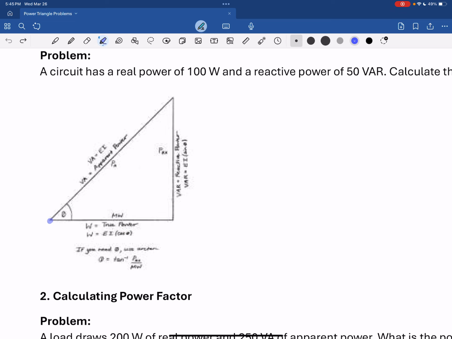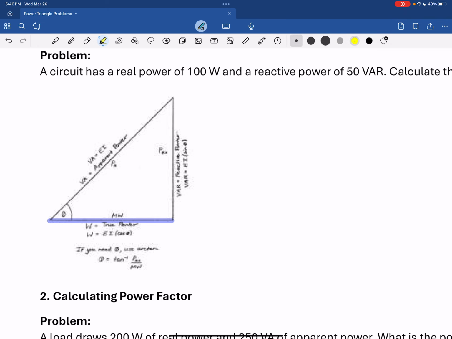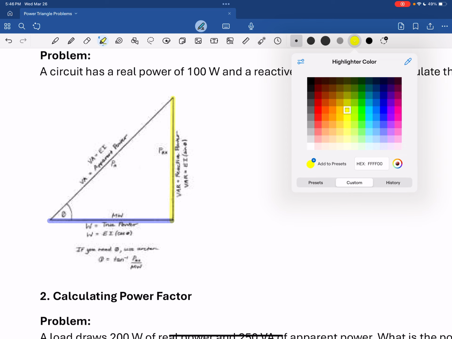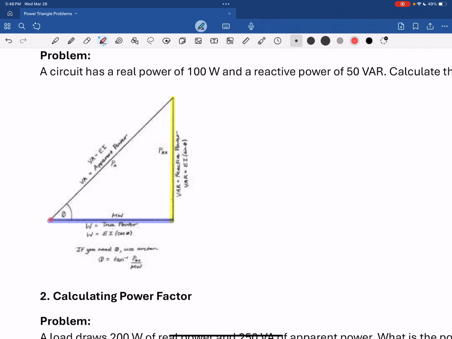And let's try it again. True power. And then you have another leg of this right triangle. These are connected to the right angle itself. You have reactive power, which is indicated with VAR. And then the hypotenuse of this right triangle is your apparent power, which is indicated with VA. So I'll be using those variables and also the W for true power to do these problems.